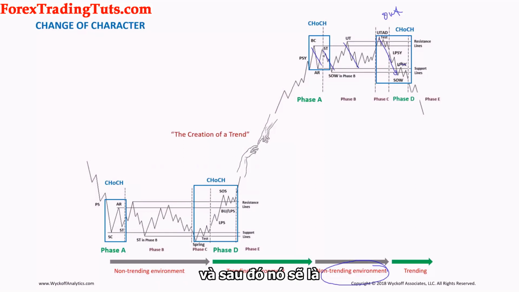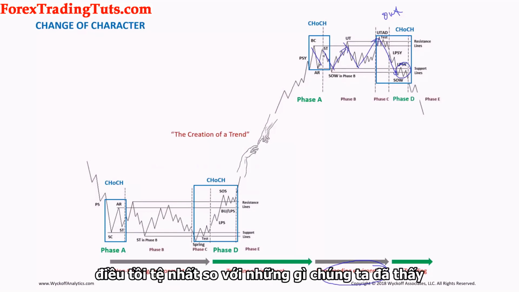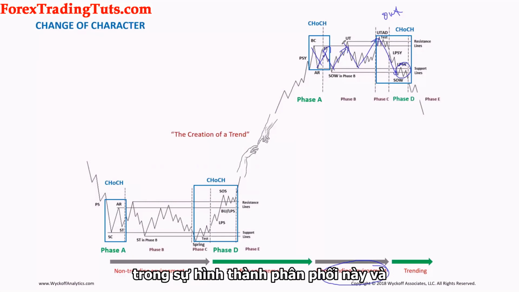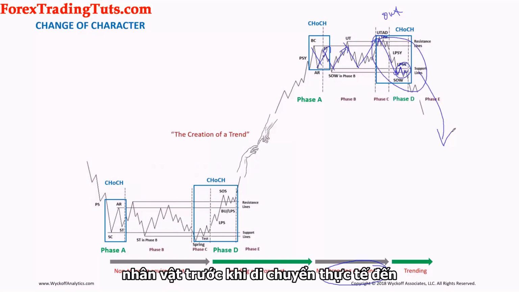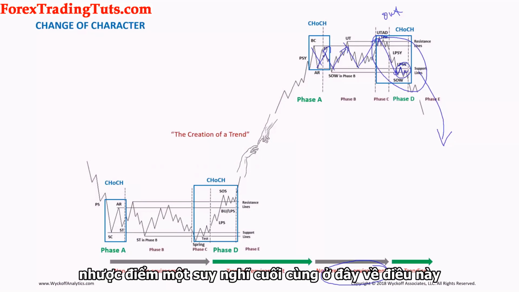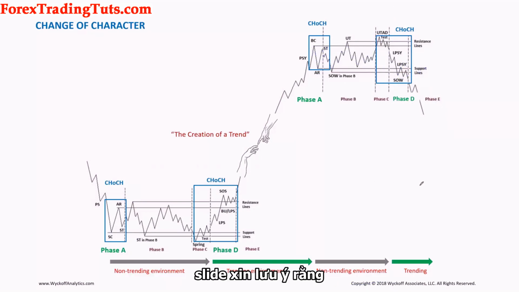And then after that, it's going to be confirmed by an attempt to rally that is going to be worse than what we've seen in this distribution formation. And therefore, we are confirming a change of behavior and a change of character before the actual move to the downside. One last thought here on this slide.